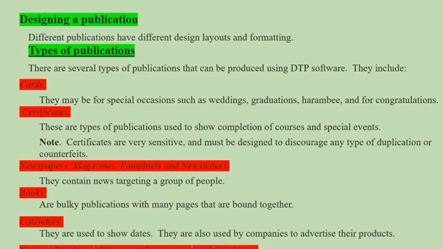Then newspaper, they contain news targeting a group of people. You can talk of books. They are bulky publications with many pages that are bound together. You can also talk of calendars. They are used to show dates. Therefore, these are types of publications. Don't confuse types of publications and types of DTP.